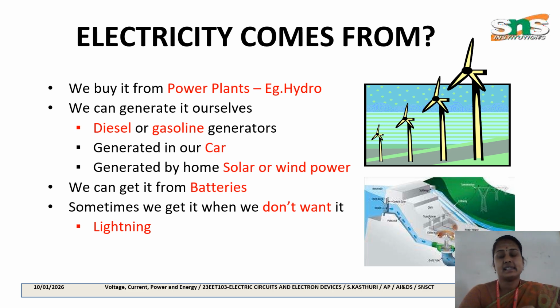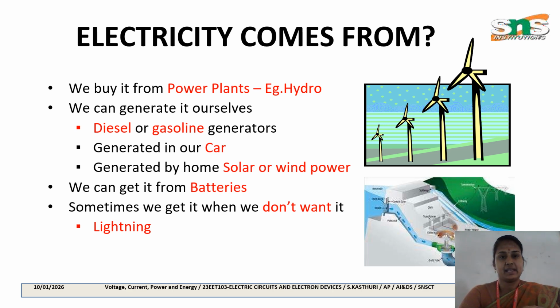Where does electricity come from? Electricity is not created magically. It is generated from energy sources like power plants, hydro, thermal or nuclear, and through generators, diesel generators or petrol generators, solar panels and windmills, batteries, vehicles or alternators, and natural phenomena like lightning. So these are all the sources of electricity.